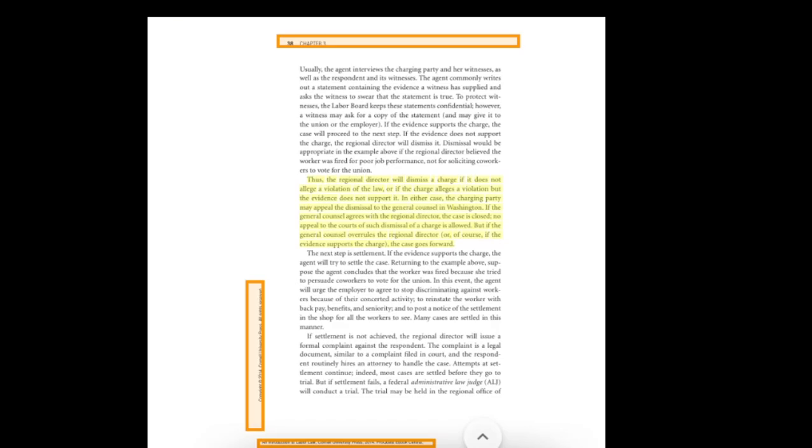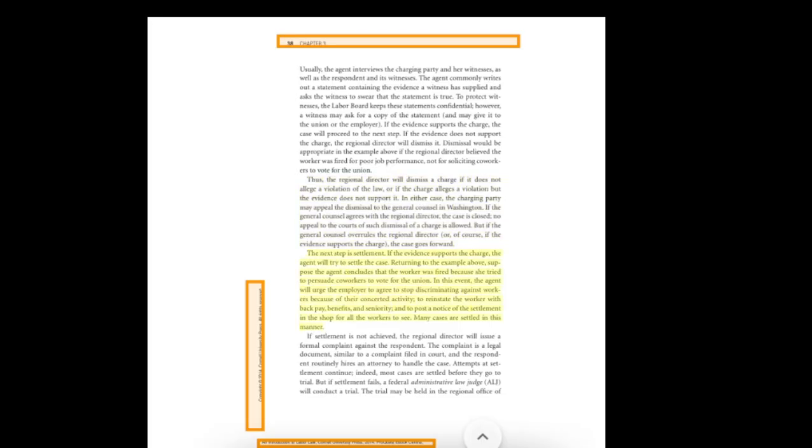In either case, the charging party may appeal the dismissal to the General Counsel in Washington. If the General Counsel agrees with the regional director, the case is closed. No appeal to the courts of such dismissal of a charge is allowed. But if the General Counsel overrules the regional director, or, of course, if the evidence supports the charge, the case goes forward. The next step is settlement.